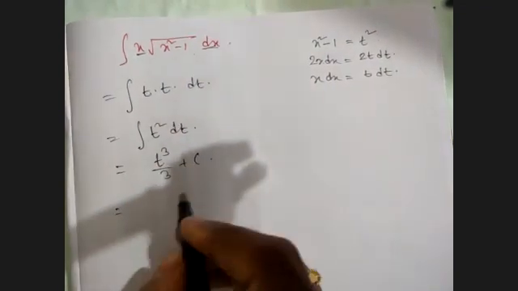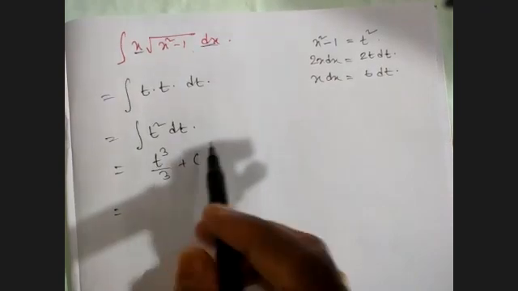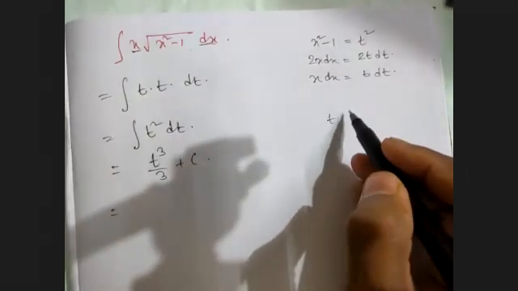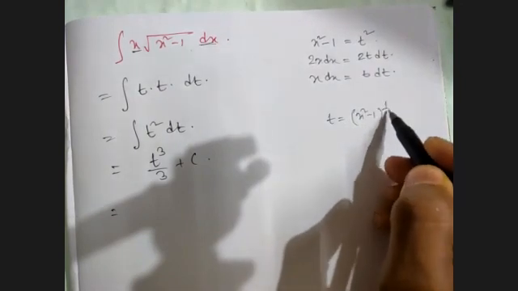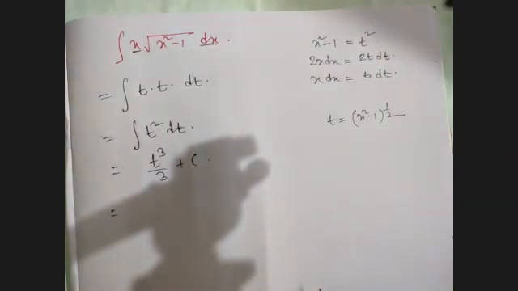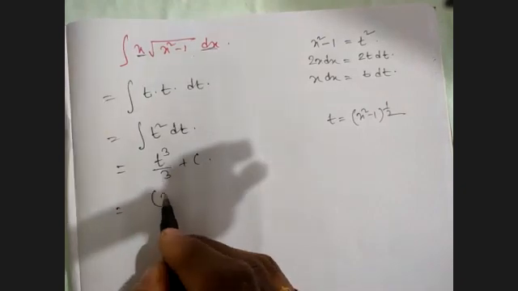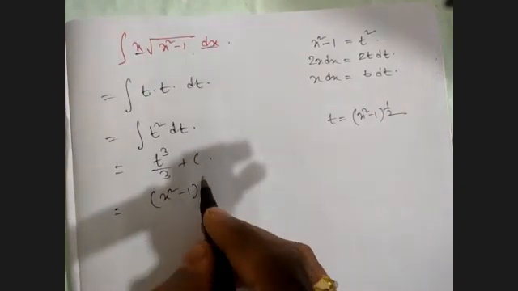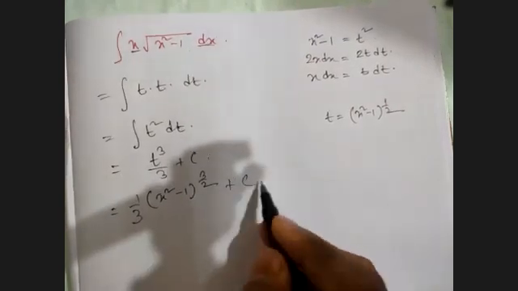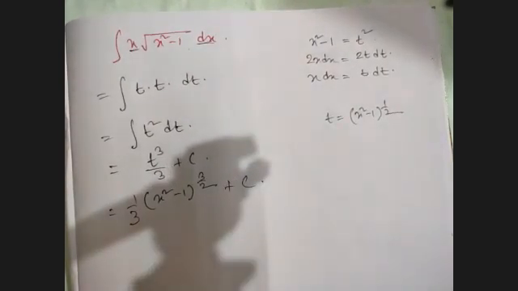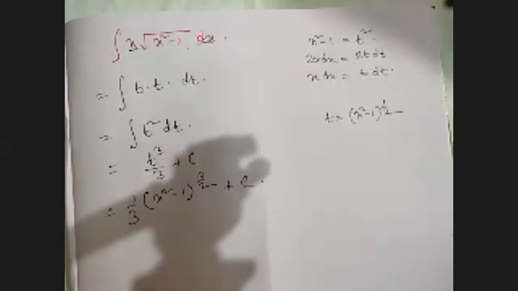And what is the value of t? t equals (x square minus 1) to the power half. So t cube means (x square minus 1) to the power 3 by 2, into 1/3, plus c. Understood? Yes, sir.